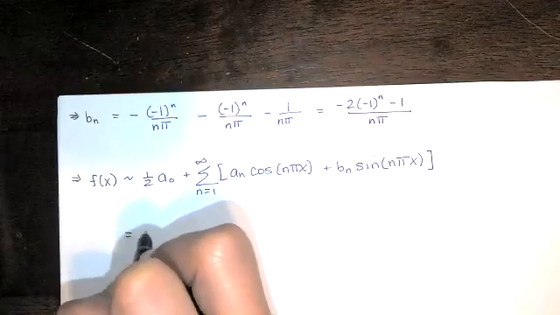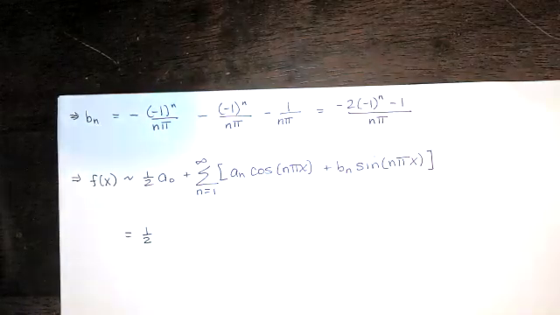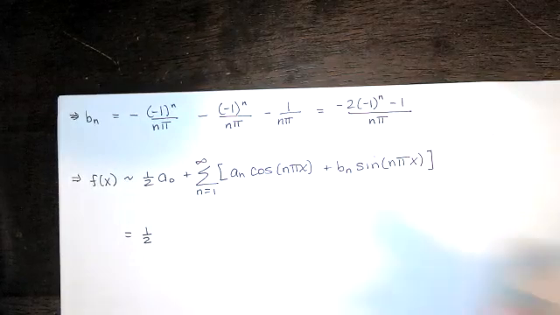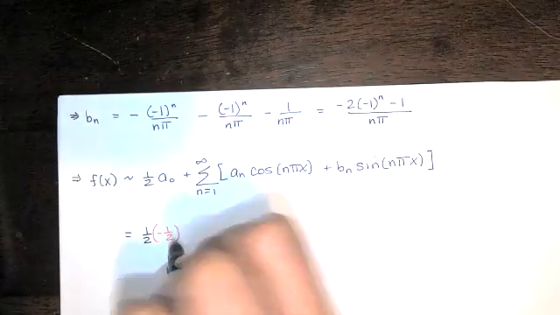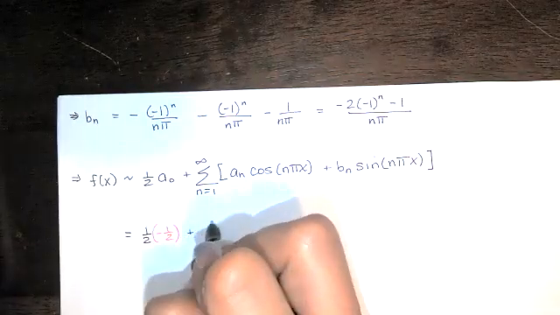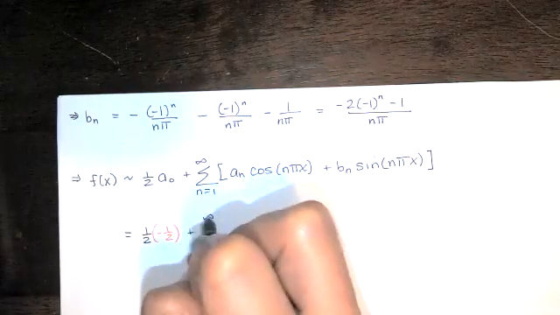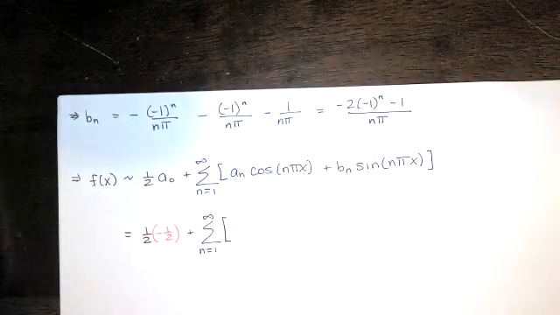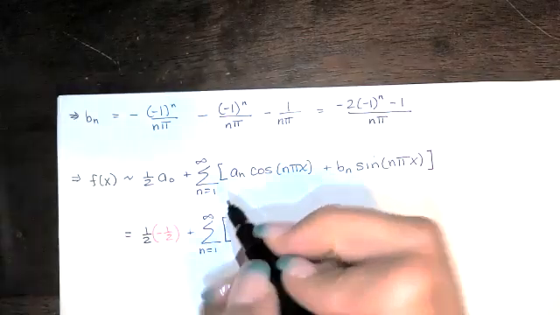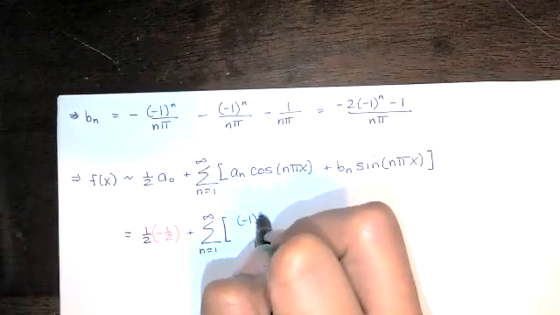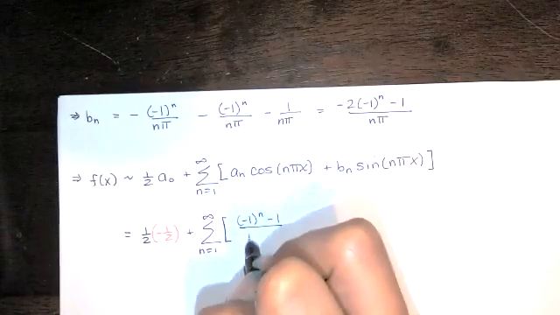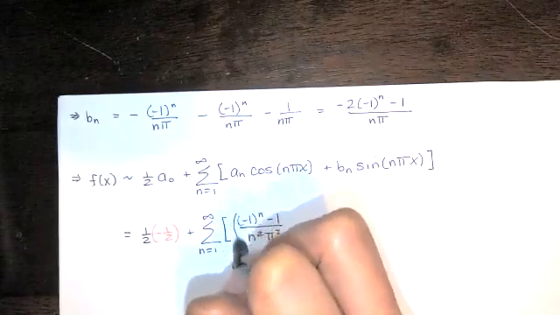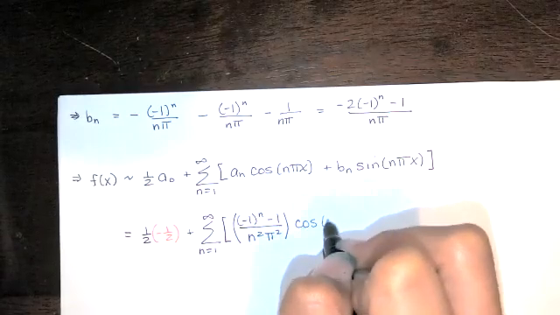And I will now substitute in my a sub 0. I believe we found it to be negative 1/2. And then I'll substitute in my a sub n. And a sub n turned out to be negative 1 to the n minus 1 over n squared pi squared. All of that is multiplying that cosine of n pi x.